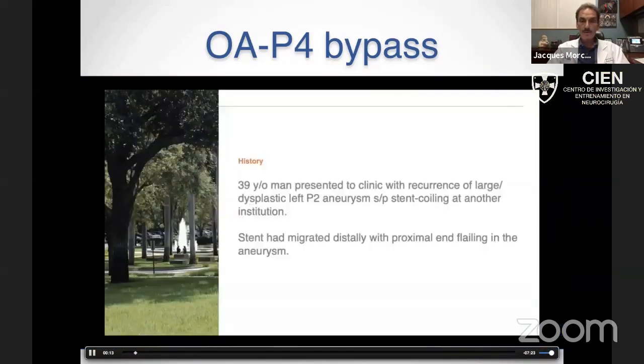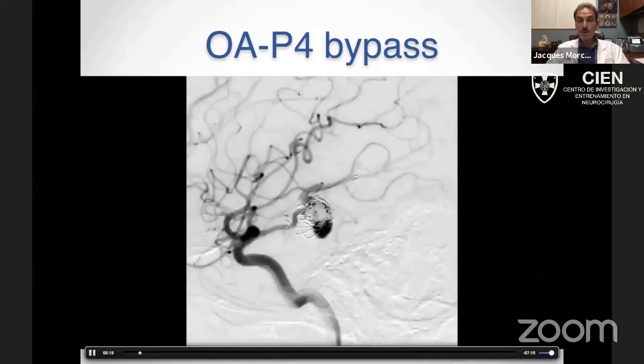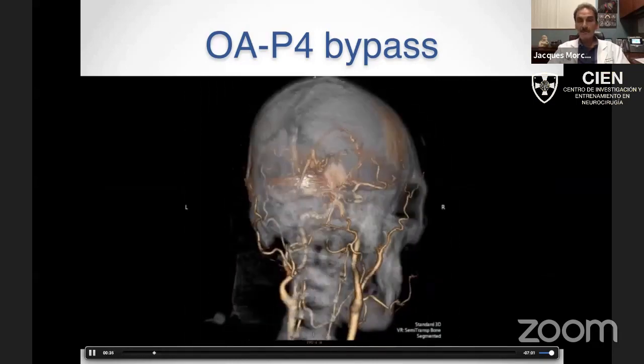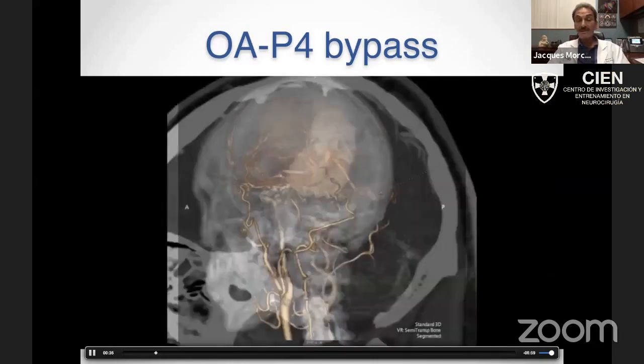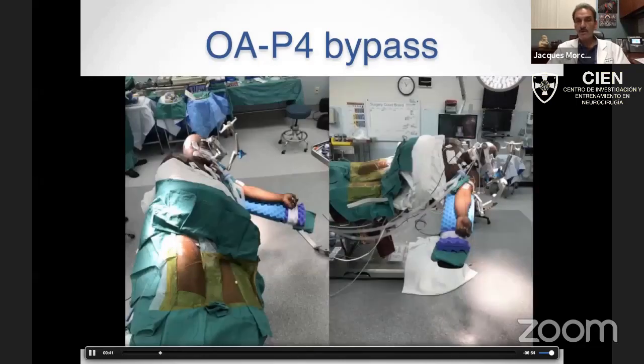And I am going to show you a 39-year-old man with this aneurysm coiled multiple times elsewhere, and it kept recurring and had a stent and coiled. So here is this. So how am I going to bypass this? Well, I can go to the arrow here, the parieto-occipital artery, P4, not calcarine artery. Calcarine, you will endanger the vision. So how do you do this?